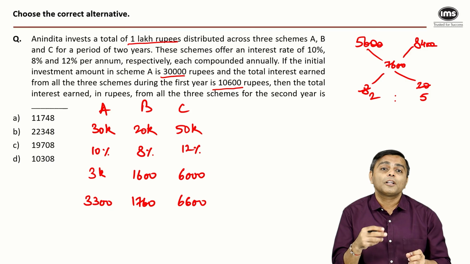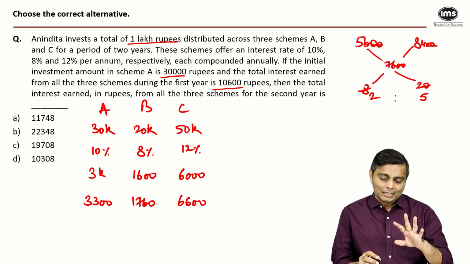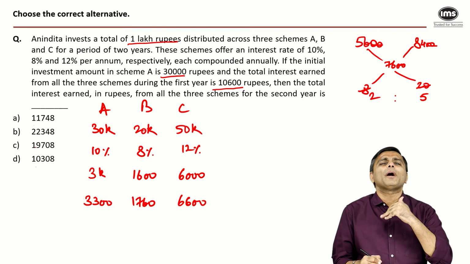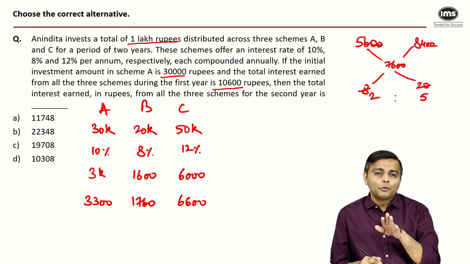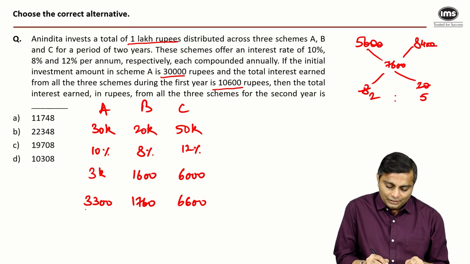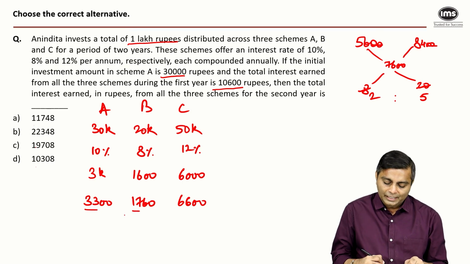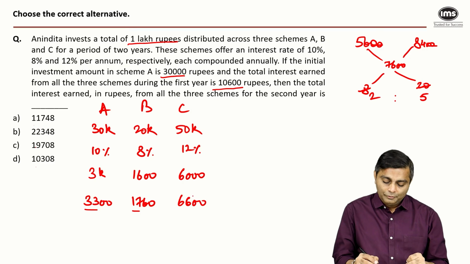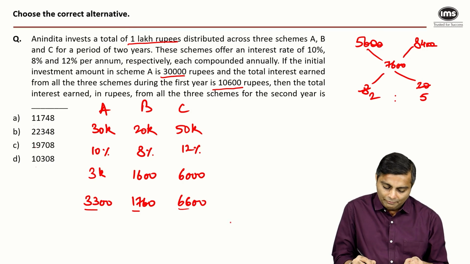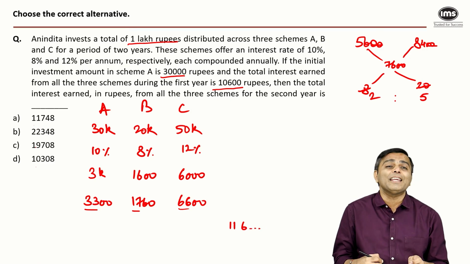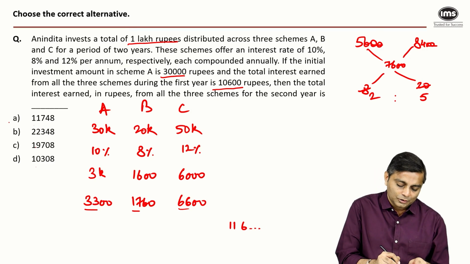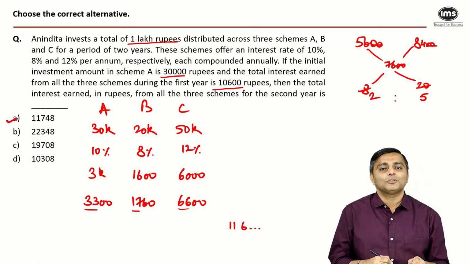We have not covered the interest on the interest. But see, if you look at the options, they are 11, 22, 19 and 10. They are quite far apart, so I am just going to take the liberty of being a little approximate here. What is the addition here? 33 plus 17 should take me to 50. 50 and 66 is taking me to 116. So, 116 something should be my answer. My nearest option is going to be option A, 11,748.